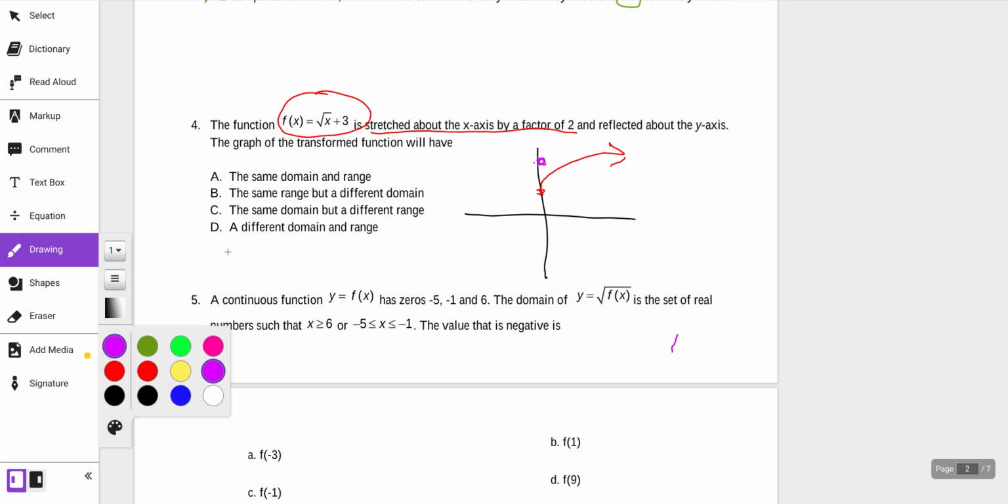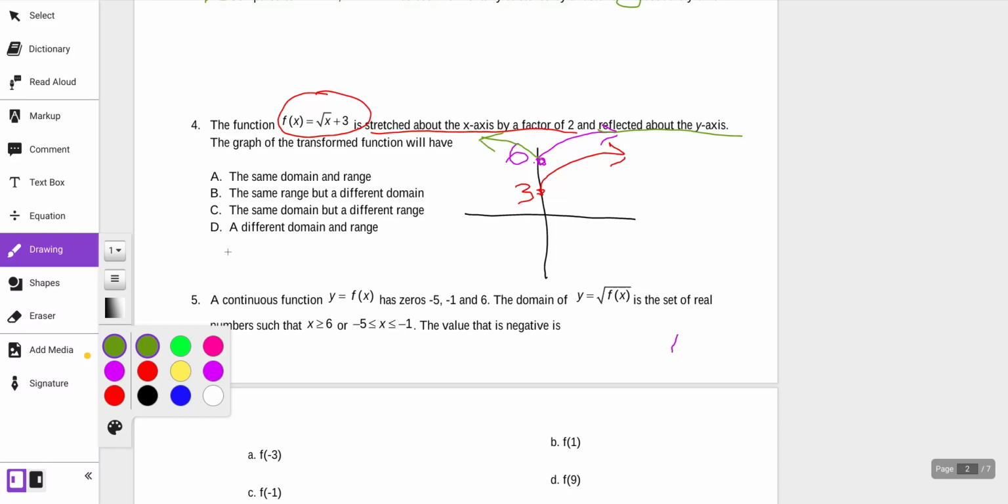Right? If we imagine this one started at 3, it's now going to go up to 6. And then it would go up from there. And it is then reflected about the y-axis. If it's reflected about the y-axis, it means it's now pointing this way.